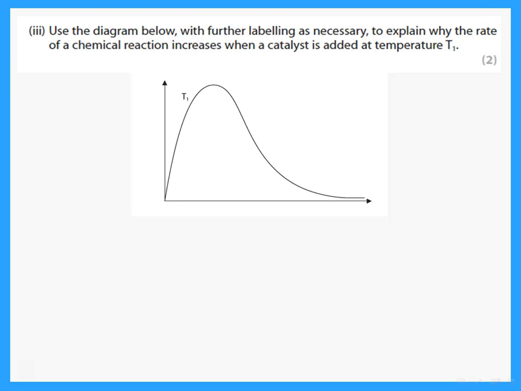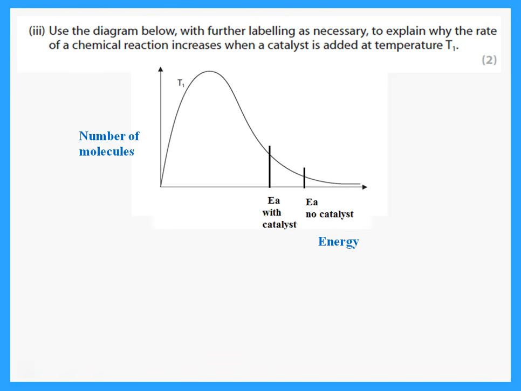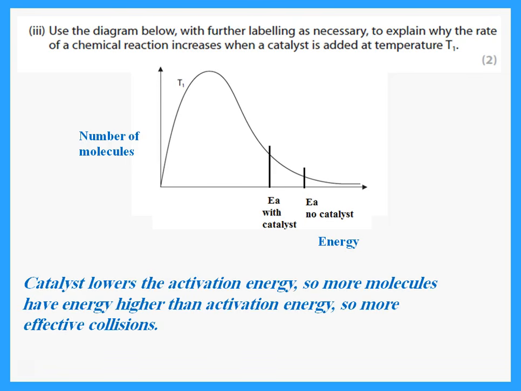Use the diagram below with further labeling as necessary, so we label the axis, to explain why the rate of a chemical reaction increases when a catalyst is active. Remember that if I have a catalyst, the shape of the curve does not change. What happens is the energy of activation with no catalyst will move to the left so that it becomes energy of activation with catalyst, and more particles have energy higher than activation energy, so there will be more effective collisions.